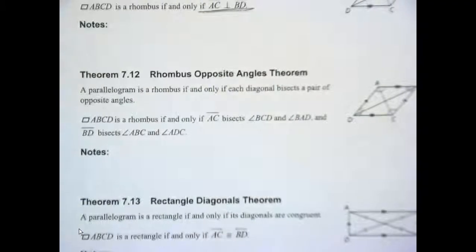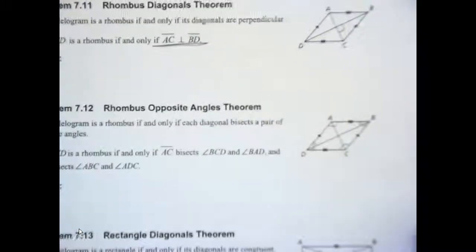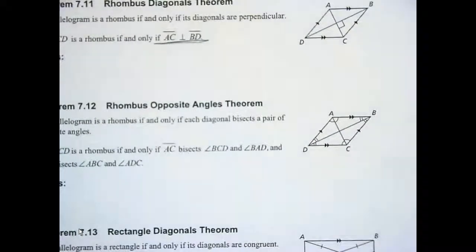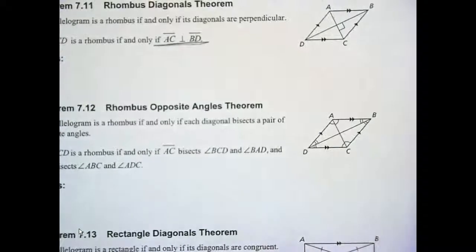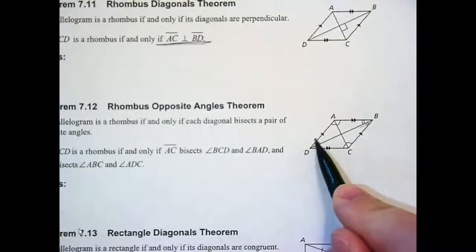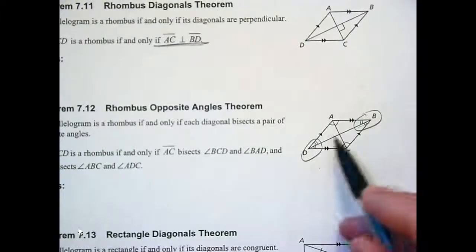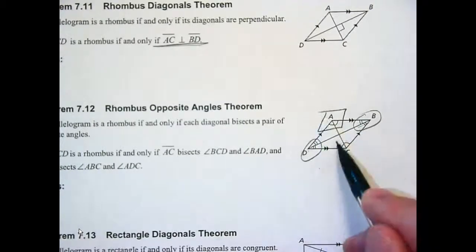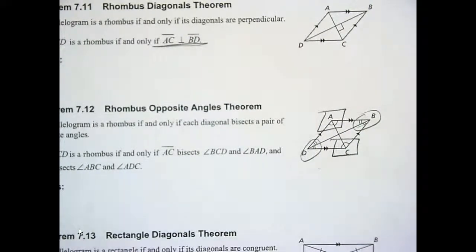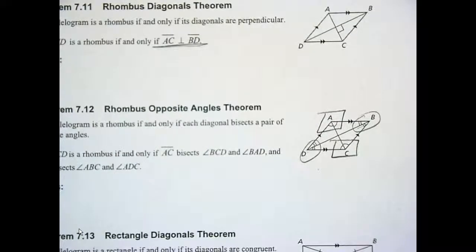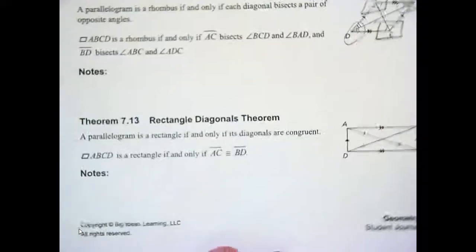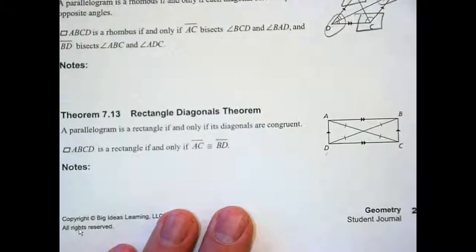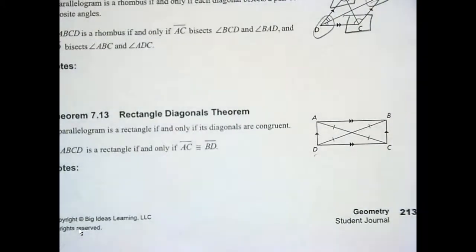Theorem 7.12, the rhombus opposite angles theorem. This one says that if you have a parallelogram and the diagonals bisect a pair of the angles, then it is a rhombus. So if your diagonals bisect opposite angles, then it makes it a rhombus. And the last one, the rectangle diagonal theorem. If the diagonals are congruent, then it is a rectangle. In a parallelogram, if your diagonals are congruent, then it's a rectangle.